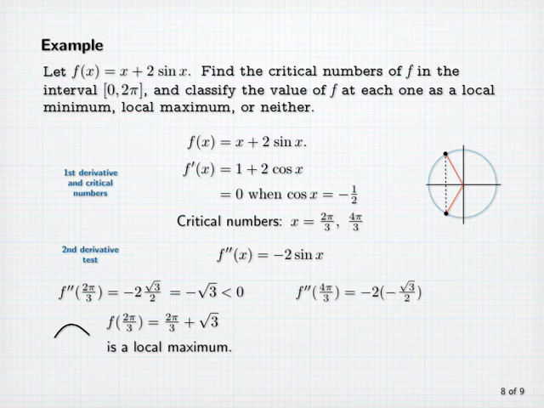F double prime at the other critical number, 4/3 pi, is minus 2 times the sine of 4/3 pi, which is negative root 3 over 2. So f double prime at 4/3 pi is equal to positive root 3, and therefore we conclude that the value of f at 4/3 pi, which is 4/3 pi plus 2 times the sine of 4/3 pi, or negative root 3, is a local minimum value.